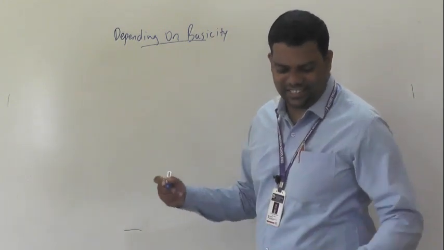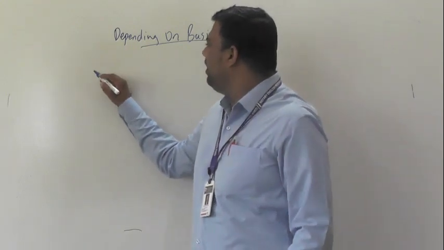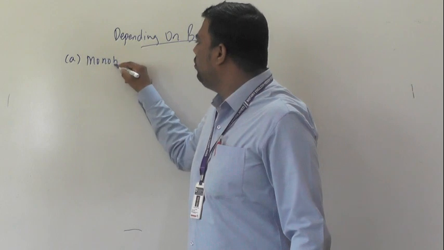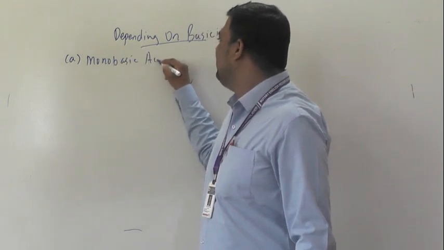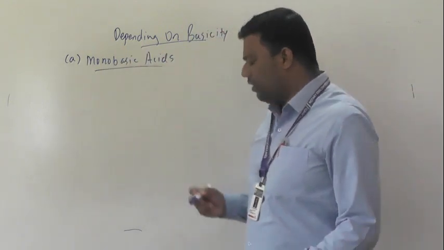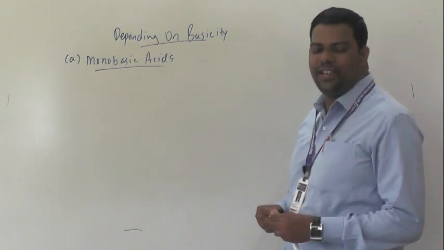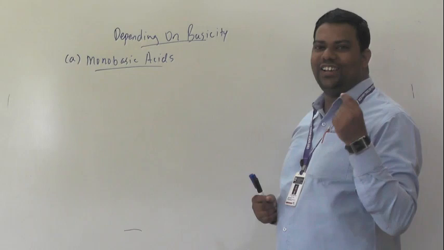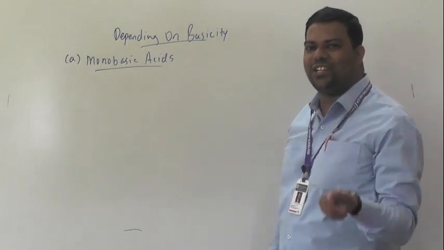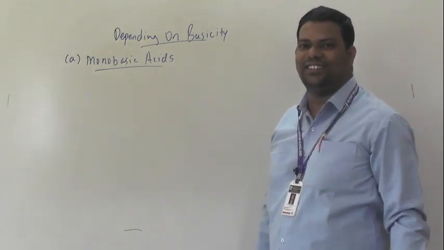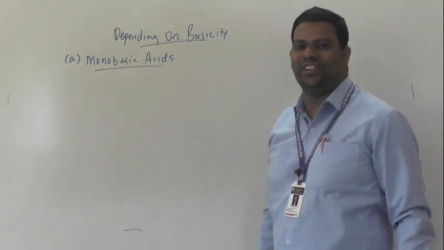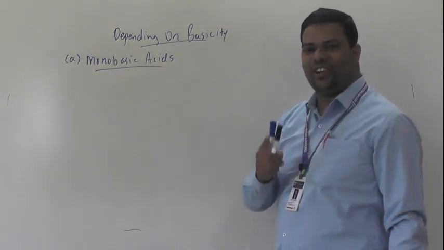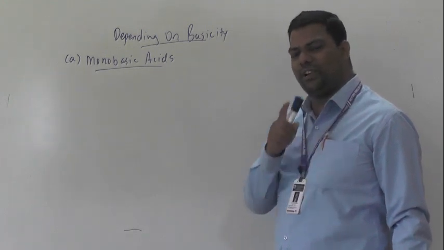Monobasic acids. Okay, so here is our small a part, monobasic acids. Monobasic means one only. Only one hydrogen or H plus ion is replaceable per molecule. Understood? Monobasic means mono, means single. Whatever your H plus or H3O plus ion is replaceable.